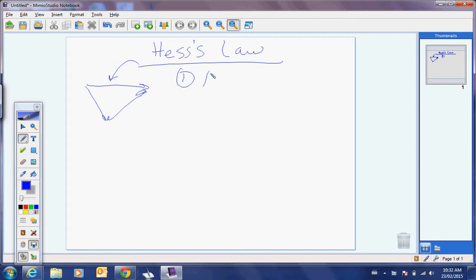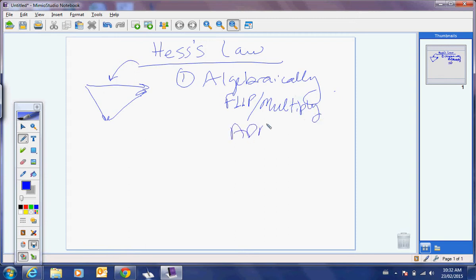The first way is algebraically, which means that we take all of the expressions and what do we do with them? Rearrange them. How so? What might we do to rearrange? We might flip, we might multiply, and then we definitely add them all up to get our final answer.